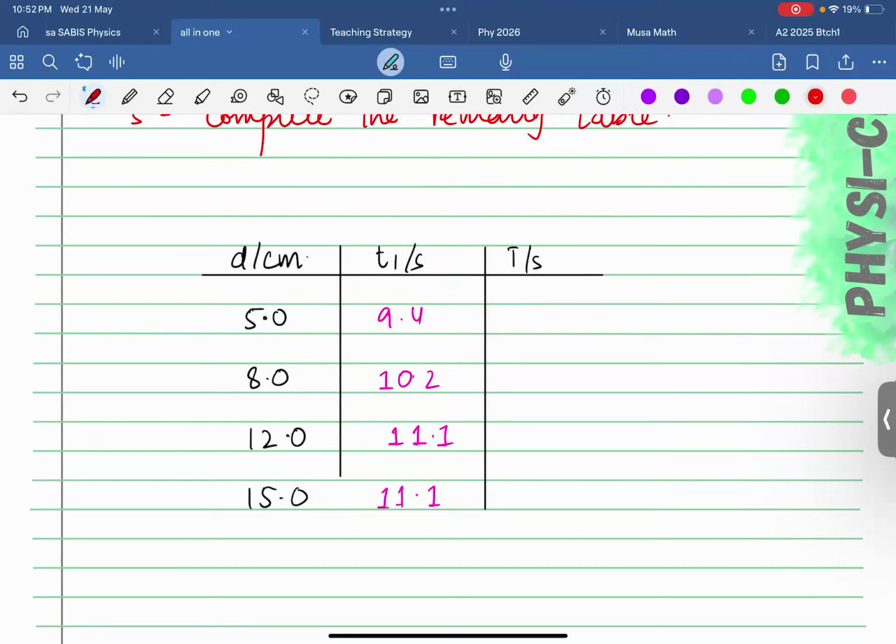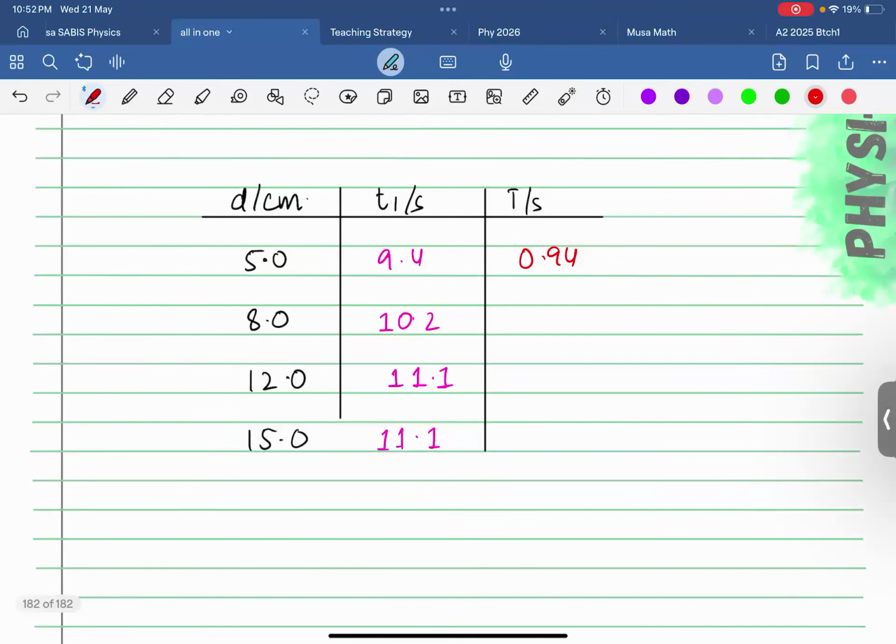Look, for the first quantity, the time is in two significant figures. So your capital T, when you divide that by 10, because we assume that this T1 is the time for one oscillation, that would be 0.94. I just divide that by 10. And if I divide that by 10, I get the decimal place shifted to the left. So that will be 1.02.